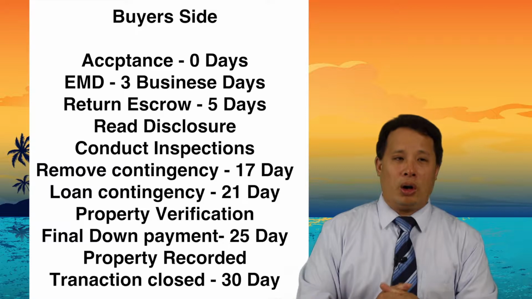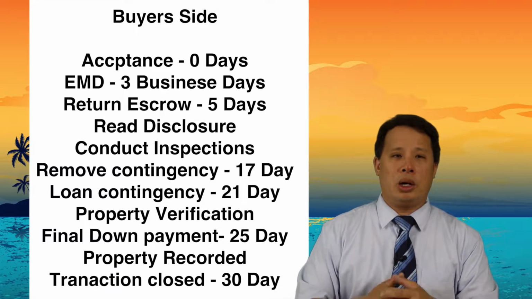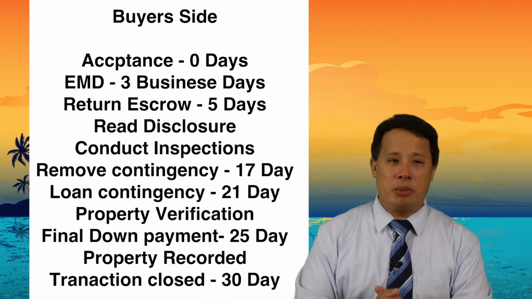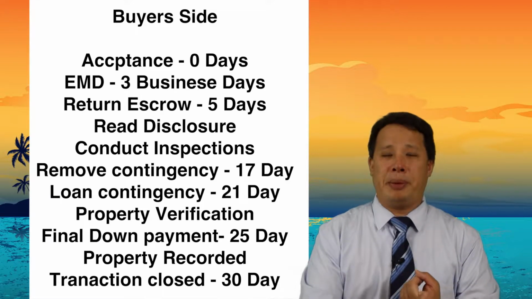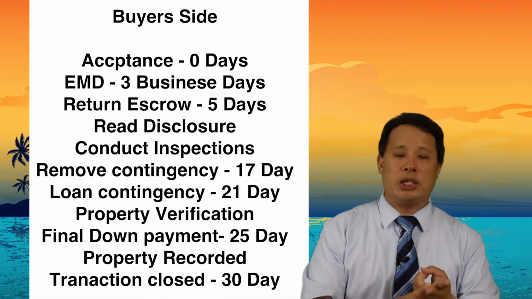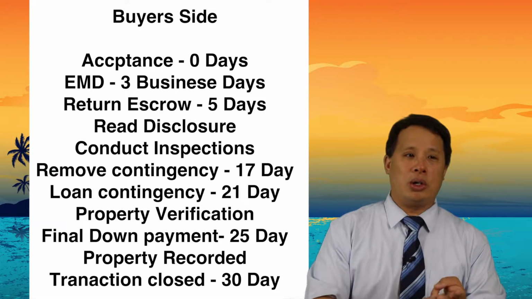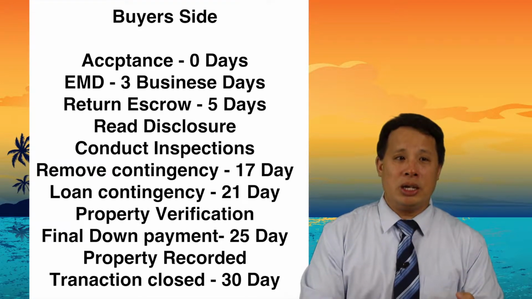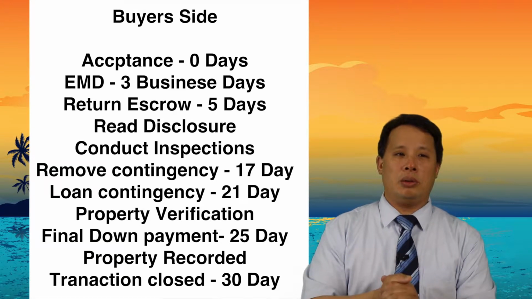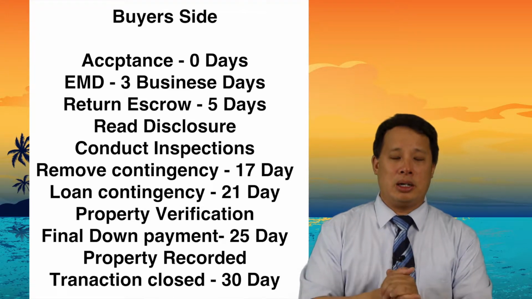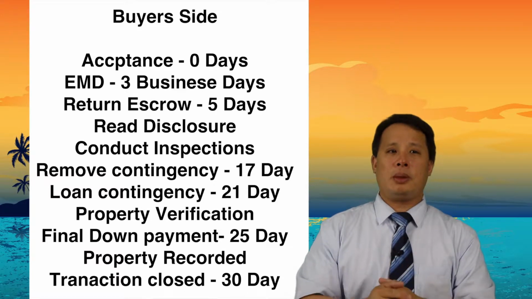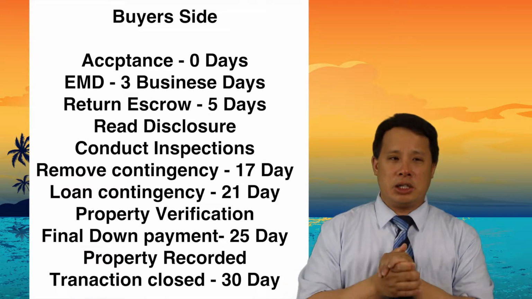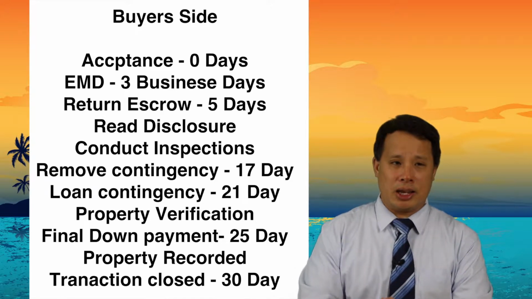And before your final 17 days to remove contingencies, you need to do several things. You need to read through the property reports and understand them, read through the disclosures and understand them, and conduct a home inspection, all the inspections you need. And if it's all satisfactory, and you and your realtor are completely satisfied with the property and the transaction, you can remove all contingencies besides the loan contingency on the 17th day.